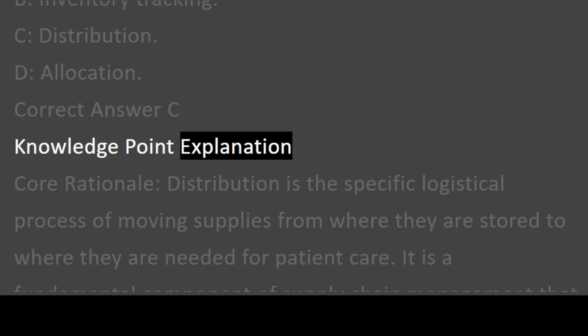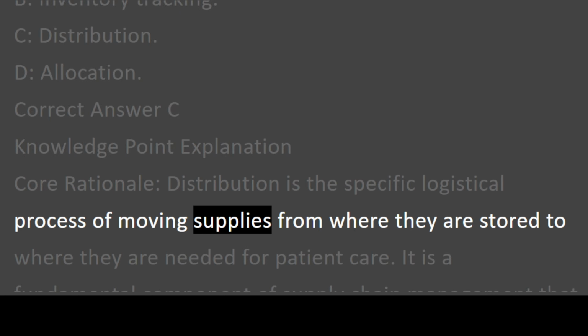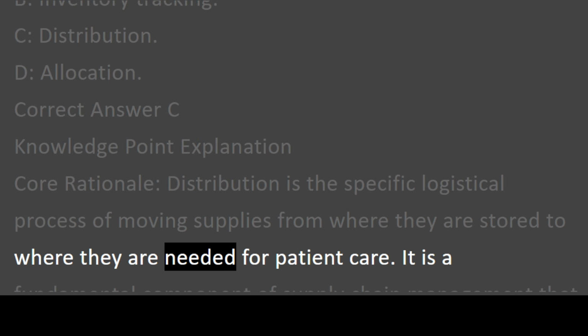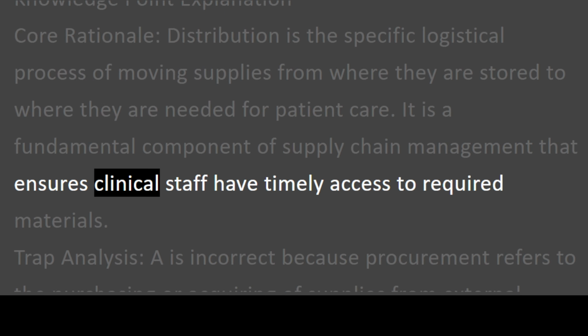Knowledge point explanation. Core rationale. Distribution is the specific logistical process of moving supplies from where they are stored to where they are needed for patient care. It is a fundamental component of supply chain management that ensures clinical staff have timely access to required materials.